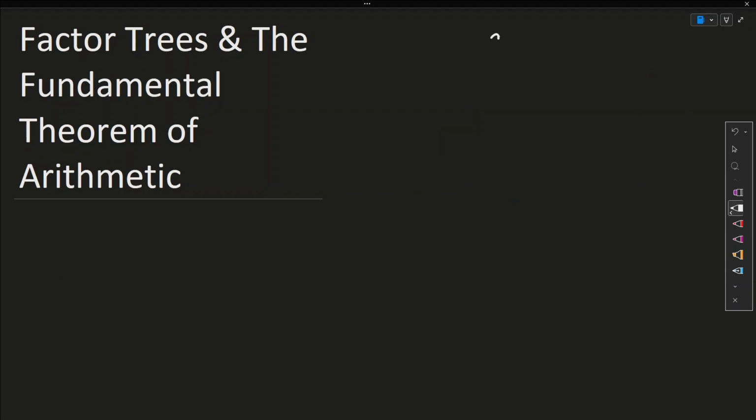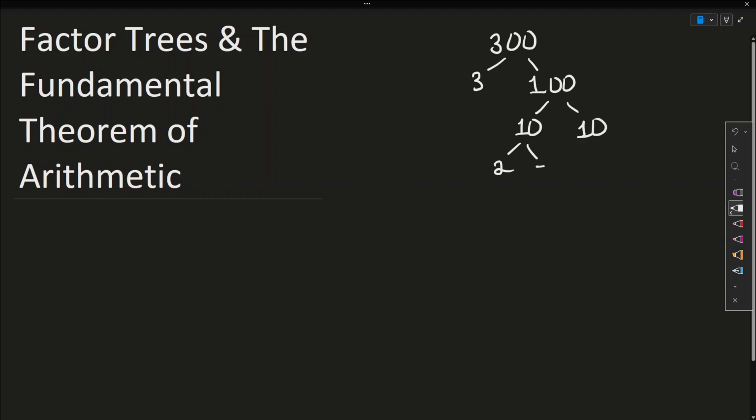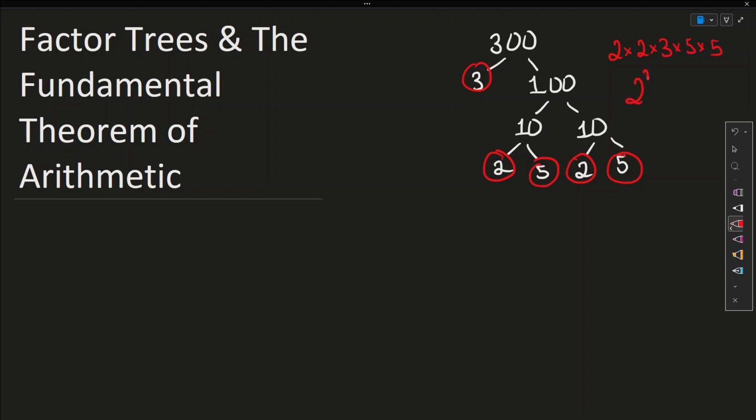Now, let's create some different factor trees for 300. 300 is 3 times 100. 100 we can write as 10 times 10. And 10 is 2 times 5, and that's true for each of these. So, our prime factorization here, we have a 2, a 2, a 3, a 5, and a 5. So 2 times 2 times 3 times 5 times 5, or 2 squared times 3 times 5 squared.